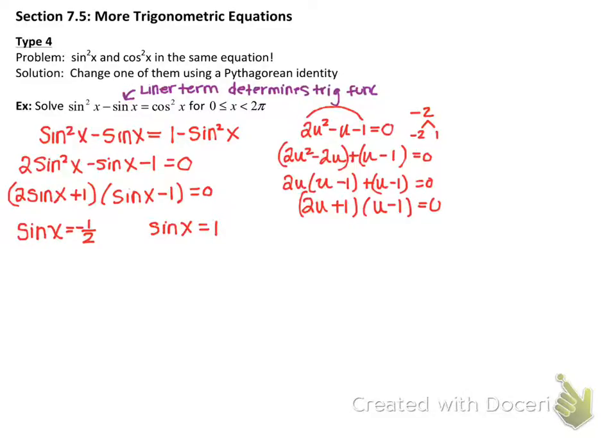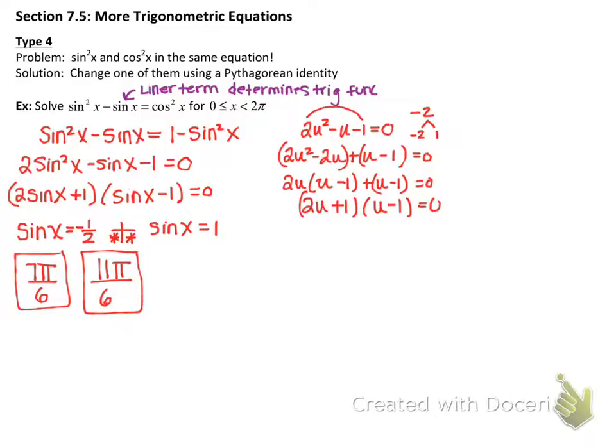These are both values on the unit circle. For sine of negative 1/2, it's going to be in my bottom two quadrants because it's negative. My reference angle for sine of 1/2 is pi over 6, so that means in quadrant 3 I have 7 pi over 6, and in quadrant 4 I have 11 pi over 6. And then over on the right, sine x is only equal to 1 at one angle, pi over 2.